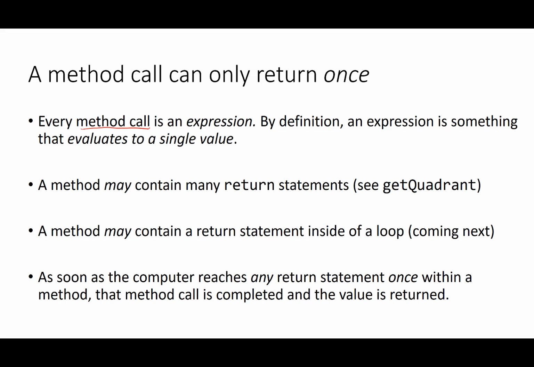A method may contain many return statements, and if you looked at getQuadrant, you would see that there are multiple return statements within it, in different branches of the if-then-else blocks. A method can return from within a loop, but if it does, it doesn't loop again. That method is done. As soon as a return statement is reached, even if there was more looping that should have been done otherwise, it's not going to happen. As soon as a return statement is reached, that method call is complete and the value is returned to the method caller.